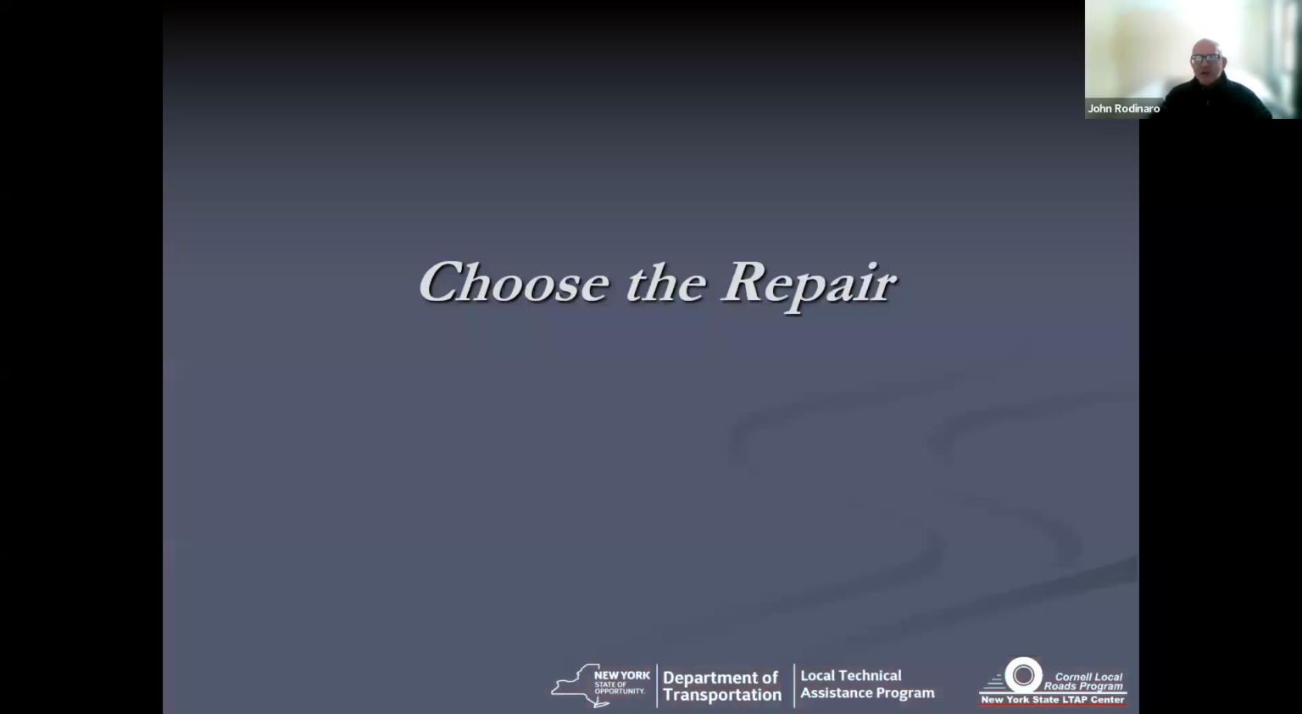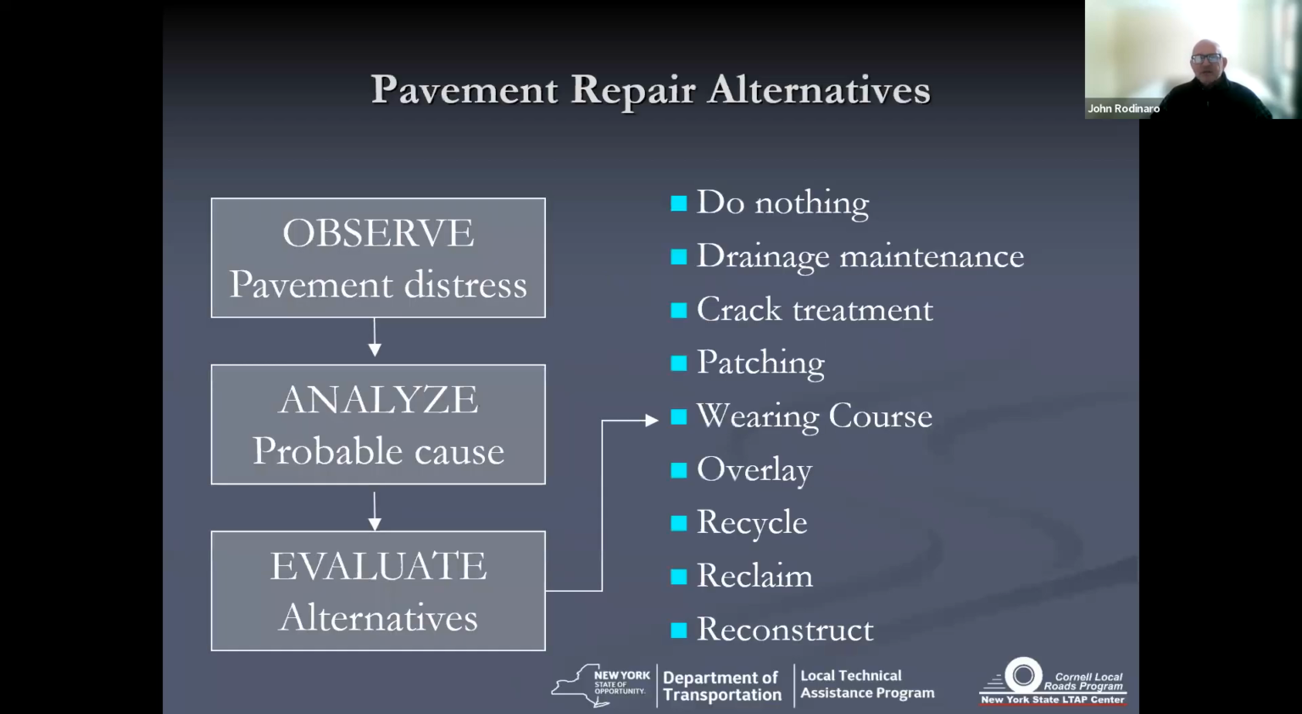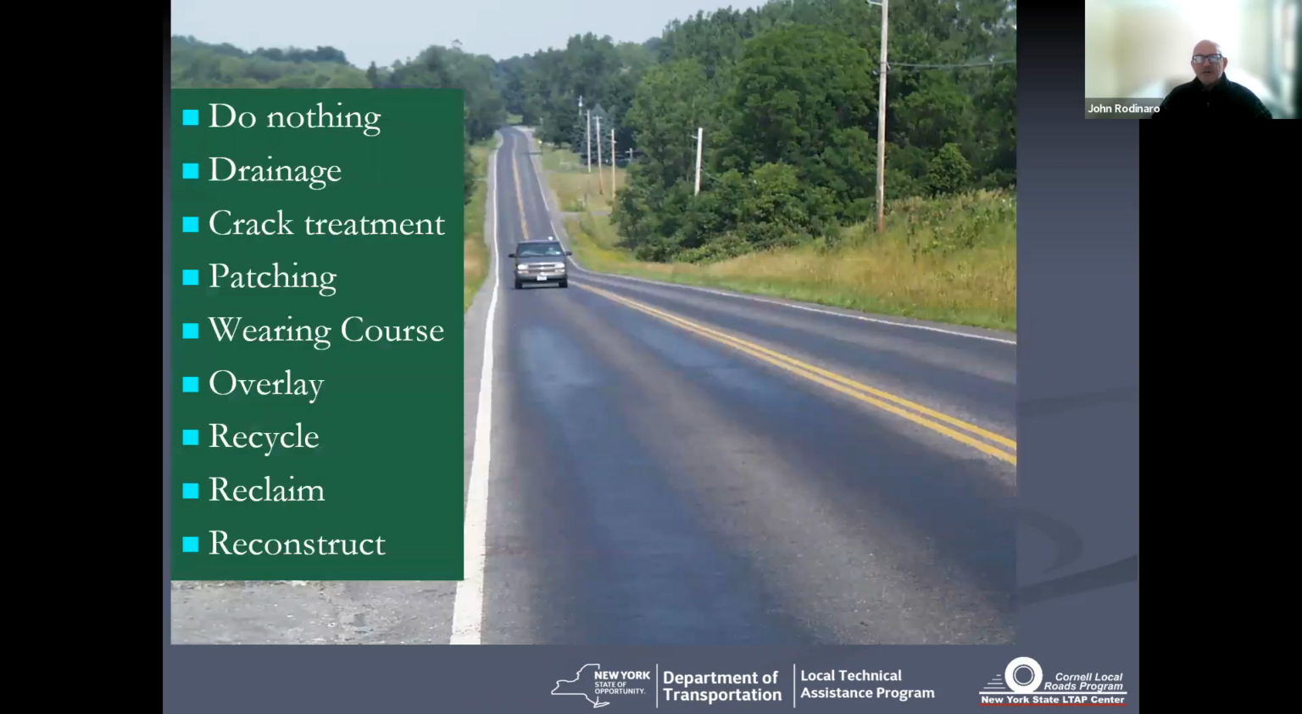Thanks, David. All right, we're going to do a quick exercise in the last 5 minutes. It's called Choose to Repair. We do a little bit more of this at the workshop. We're going to give you a picture. We're going to ask you to go through the observation, analyze, and evaluate process. We're going to give you your menu of repair choices, and then we're going to ask you what you think to do to the pavement. So let's start right off.